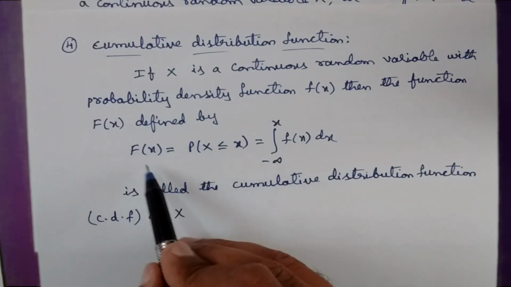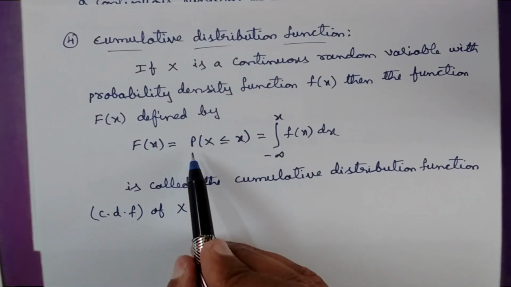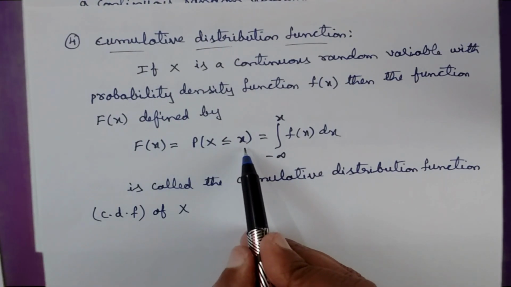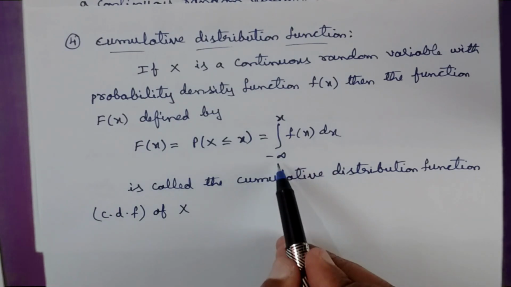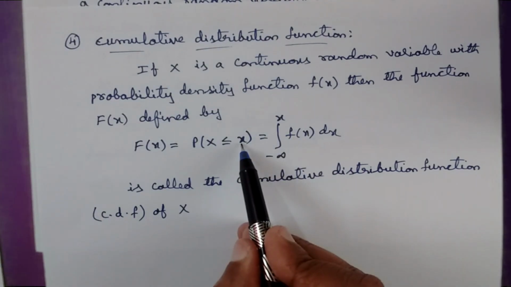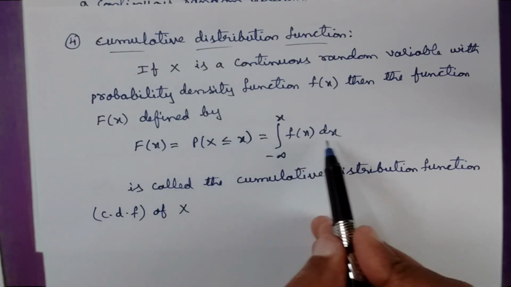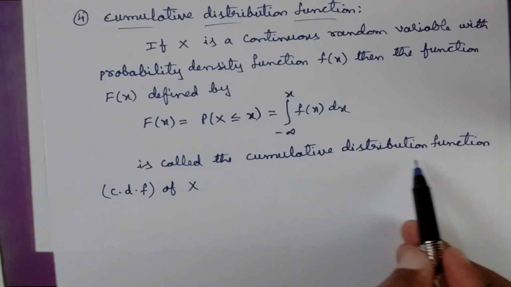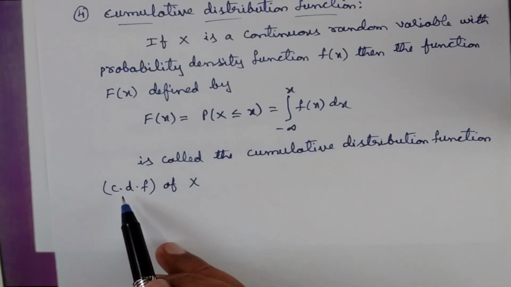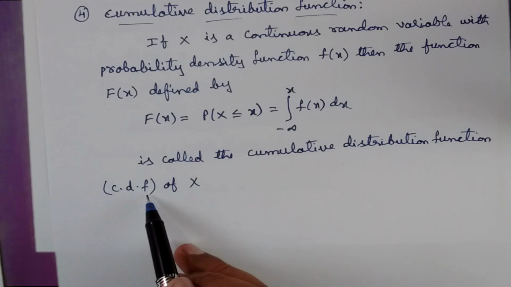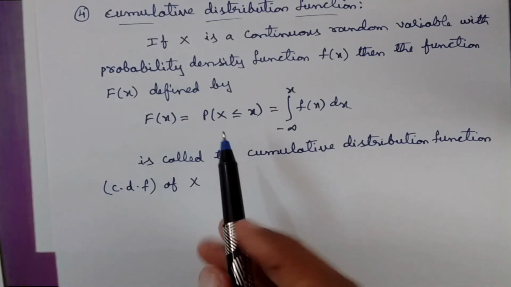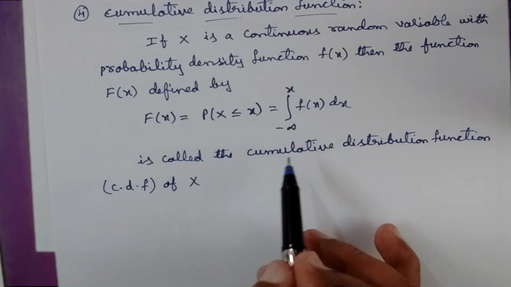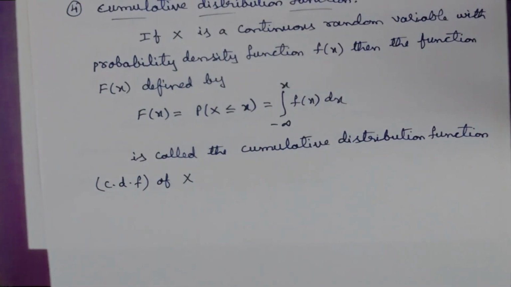Then the function capital F of x can be written in this form: the probability that capital X is less than or equal to small x will always be equal to the integral from minus infinity up to this x value, minus infinity to x of f of x dx. So then this function F of x will be called a cumulative distribution function, or in short we can call it CDF, cumulative distribution function of this continuous random variable x. So that's the basic definition of the cumulative distribution function.